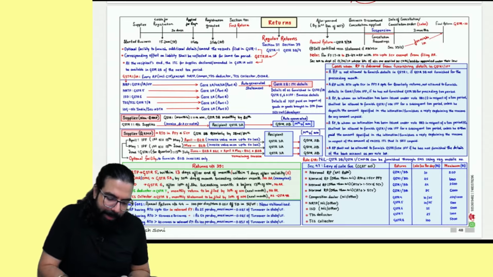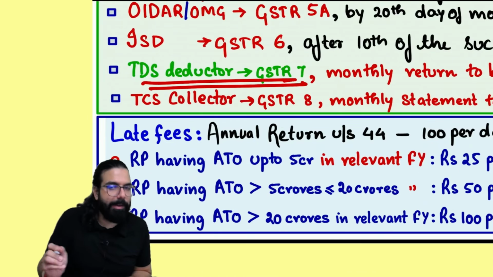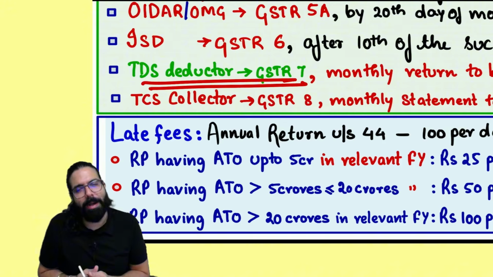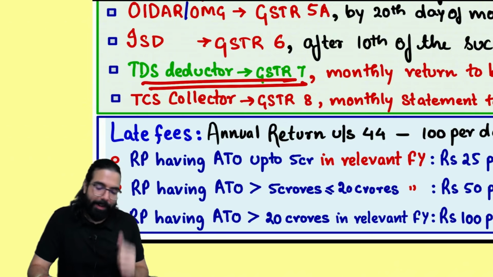You can see later. That's it. Return chapter, nothing. Returns I have already told you. TDS deducted, GSTR 7 is now mandatory. Remember this point. That's why I marked it as green. That GSTR 7 is mandatory. Okay, sir. Done.